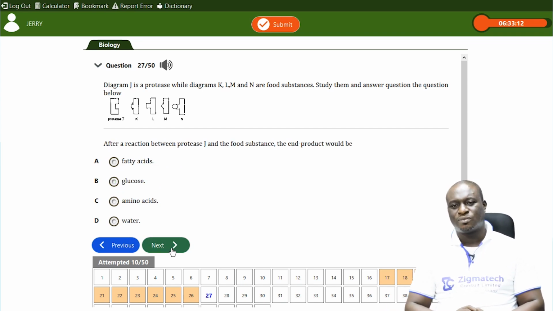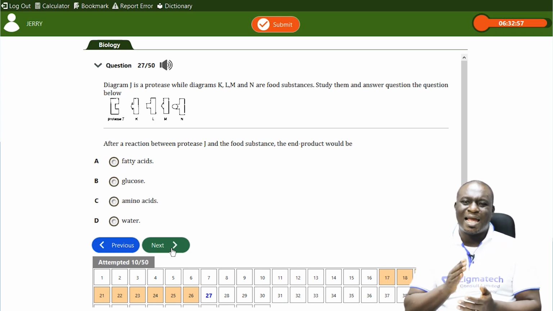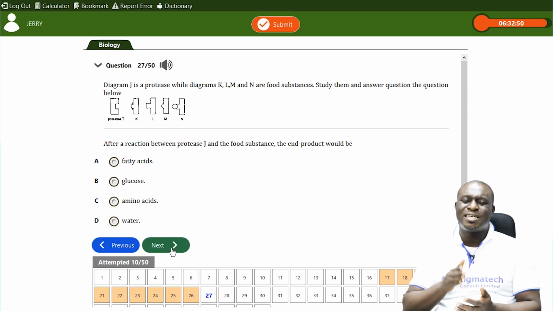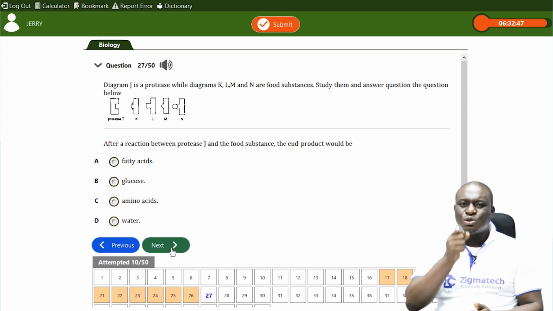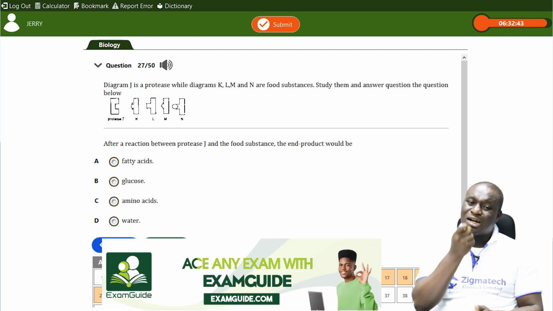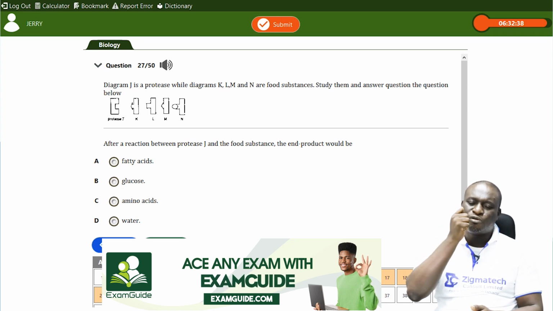Still on enzymes. After a reaction between protease J and the food substance, the end product will be what? Now, please take note. Protease is a digestive enzyme that breaks down complex protein molecules into simple absorbable forms. I repeat, they break down complex protein molecules into simple absorbable forms.